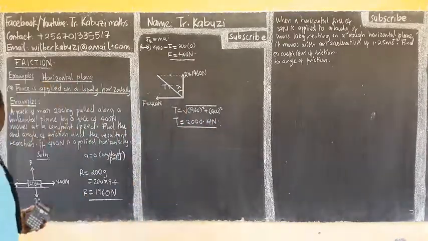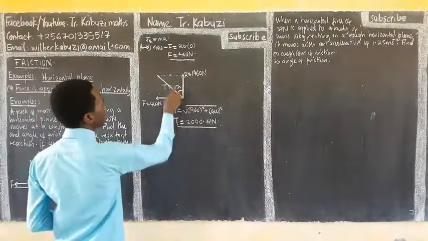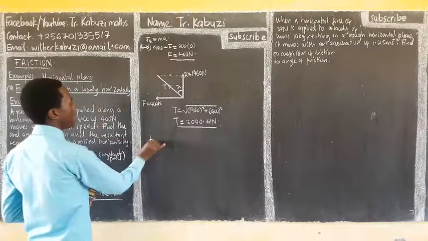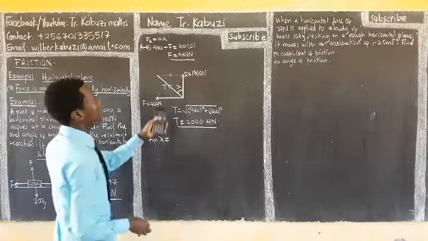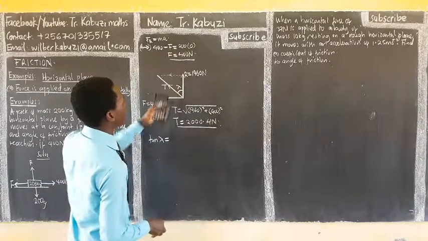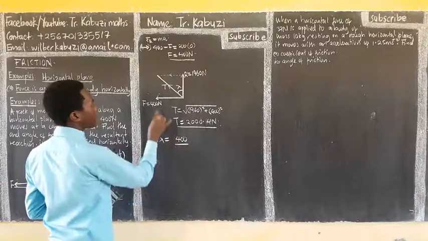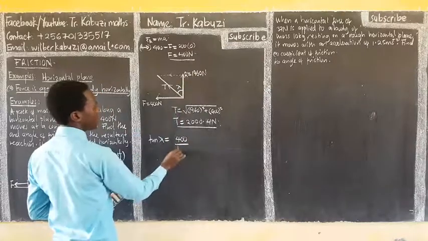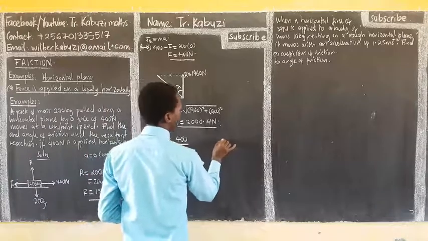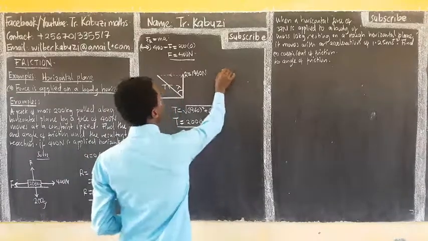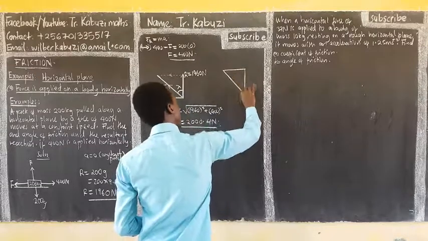Now to get our angle of friction, we say that from here, you can see that tan lambda is going to be the opposite, which would be 400, over the adjacent, which is 1960. You view this as this. Okay, this is how we can easily get it, that is going to be the idea there.